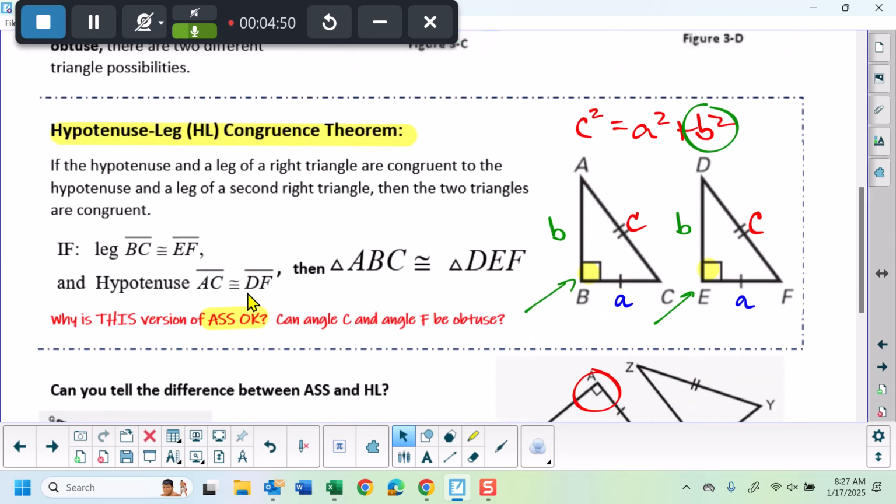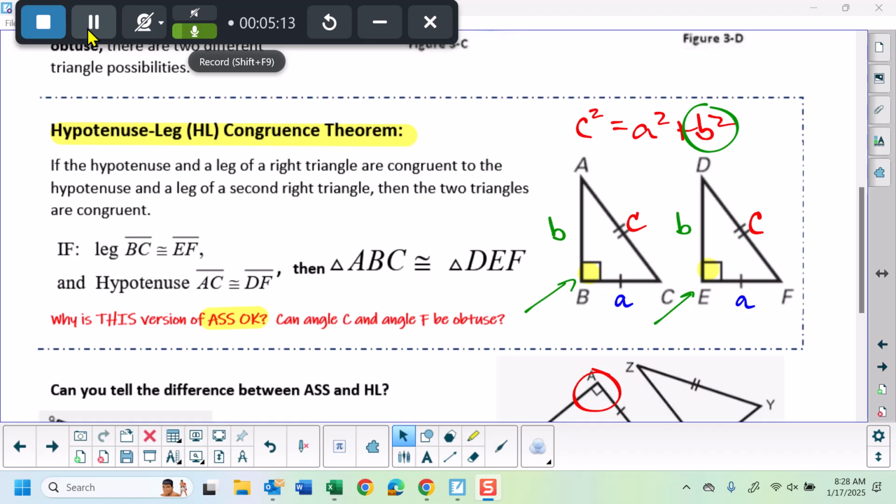Until we get to this one, you're like, except for this one. And the reason why we can use this one, we can come up with two justifications. One justification, hypotenuse leg infers right triangles.